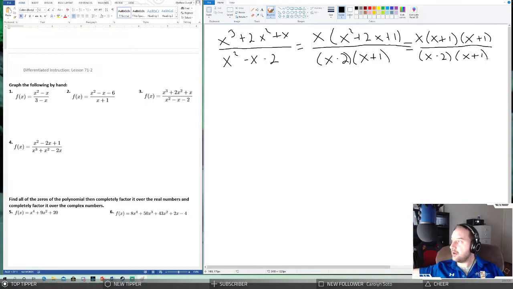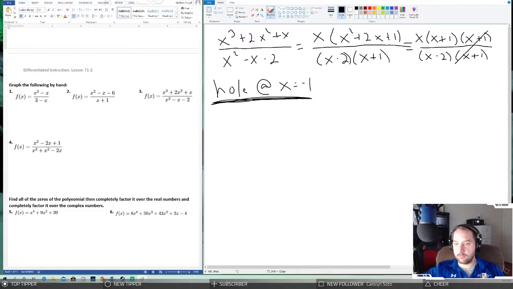So the first thing that I notice, those cancel out. So that tells me I have a hole where x is -1. I can't forget that. I'm going to come back to that later. Now I'm going to look at the rest of my graph. I'm going to look at this piece right here. And with that, that's going to give me a vertical asymptote at x equals 2.